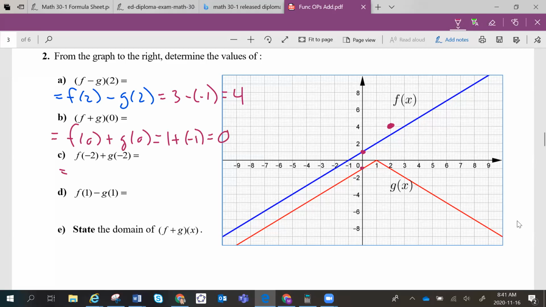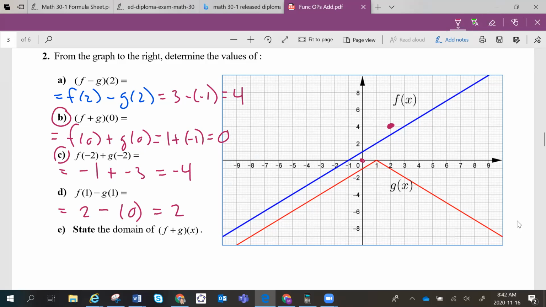The next one says when f is at negative 2, that's at negative 1. When g is at negative 2, that's at negative 3, and we get negative 4. And f at 1 is 2 minus g at 1, which is 0, which is still 2. Okay, again, if I wanted to plot these points, what am I getting? So again, we're not changing the x value. So if I wanted to plot b, that point is going to be at 0, 0.